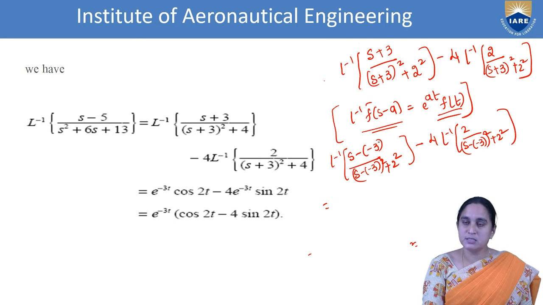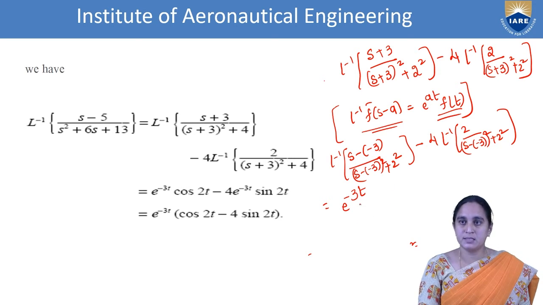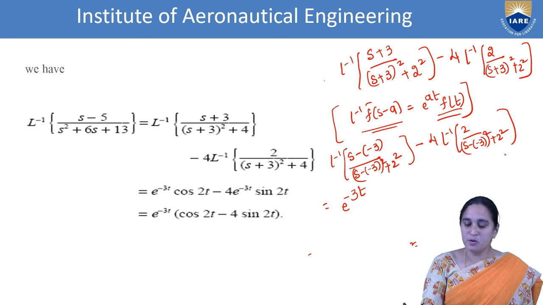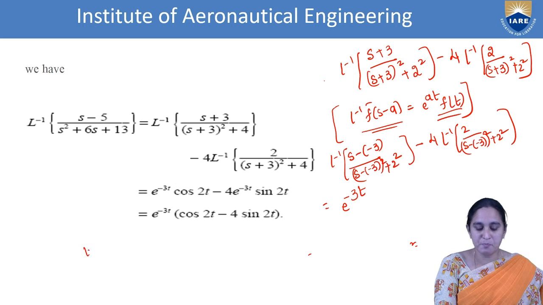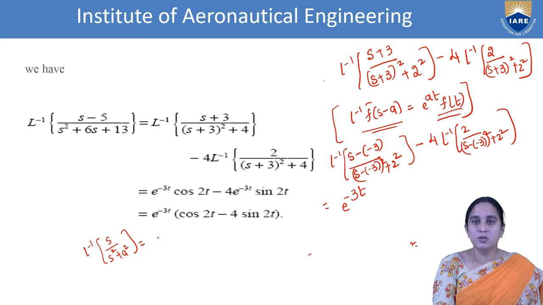That means for the first part here, what is a? That is e power minus 3t into the remaining part. What is the formula of Laplace inverse of s by (s square plus a square)? That is equal to what?